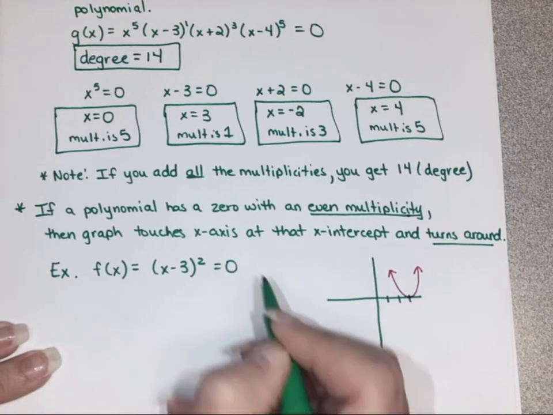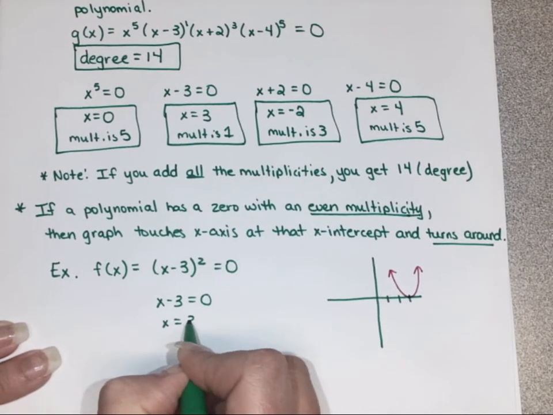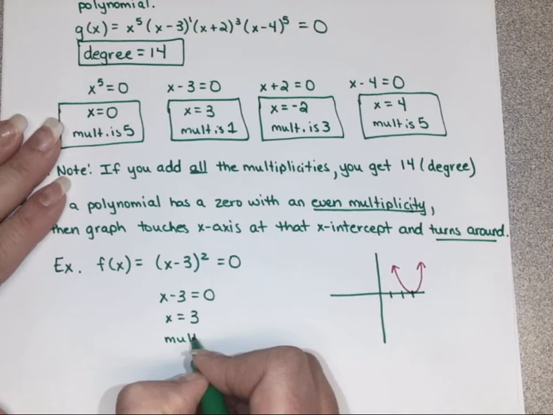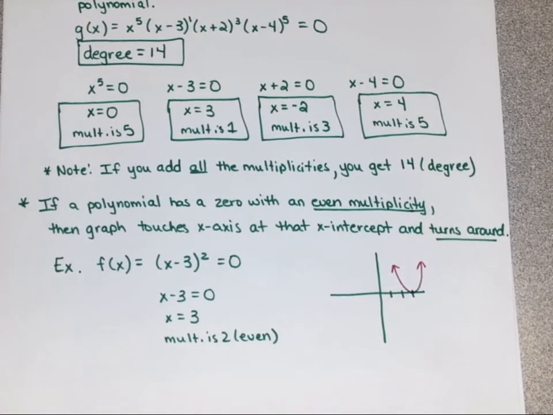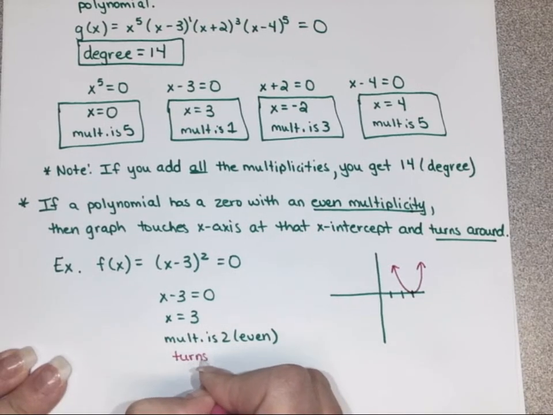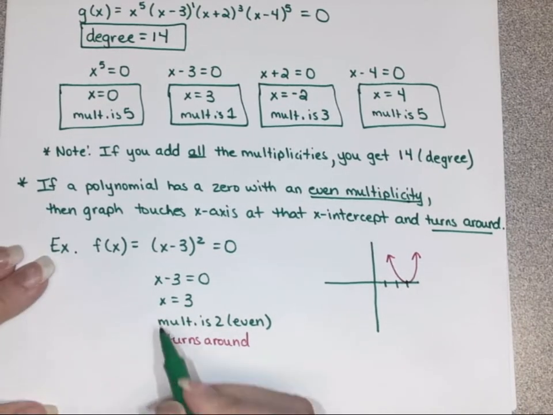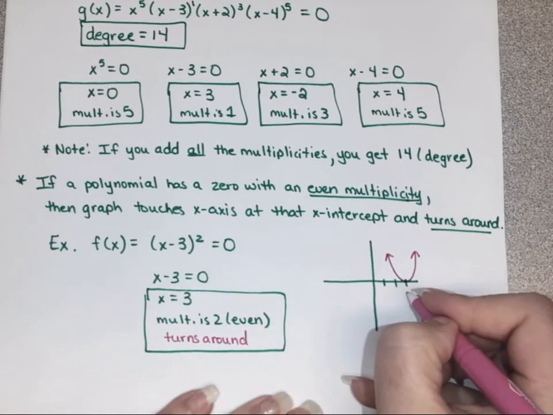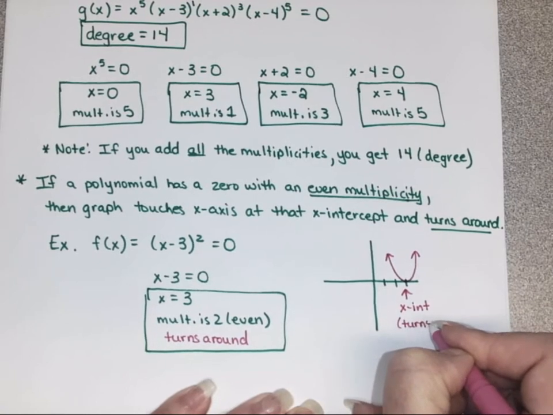But notice that if I tried to find the zeros here, I would just set x minus 3 to 0, right? So I would get an x-intercept of 3. But what do you notice about the multiplicity if you go up and look at this 2 here? Since the multiplicity is 2, which is even, then it tells us that the graph turns around. So it's giving you more information. It's not just telling you, hey, it hits the x-axis there, because it does, but it's also telling you what it does after. Okay? So notice, this is my x-intercept, right? And notice that it's turning around at that spot.